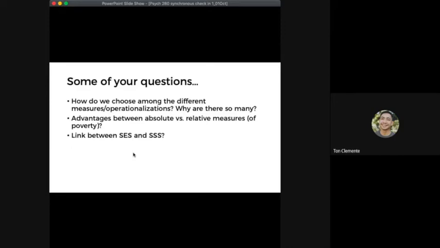Meron bang advantages? Yung isang question din, may advantage din ba yung absolute versus relative measures of poverty? I thought that this is a very good question. Yung advantage niya ay kapag absolute yung measures mo, usually ito yung ginagamit nila to standardize the experience. Ibig sabihin, importante siya for a lot of policy making, policy direction, kasi isa lang yung basis when we make the comparisons.